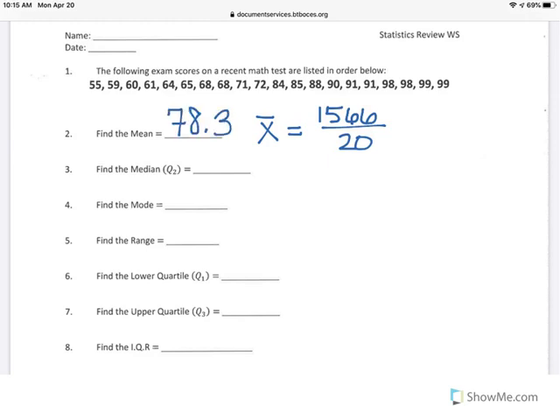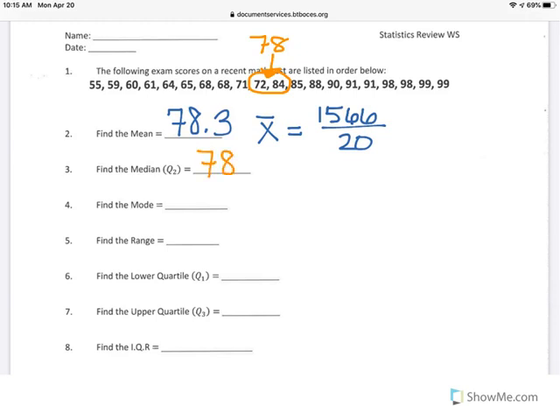Question 3, to find the median, also known as quartile 2, you start by figuring out the middle number of this list, and luckily they are in order from lowest to highest. When you find the middle number, first circle 72 and 84 as the two middle numbers, and the number in between those is 78. So quartile 2 is 78.